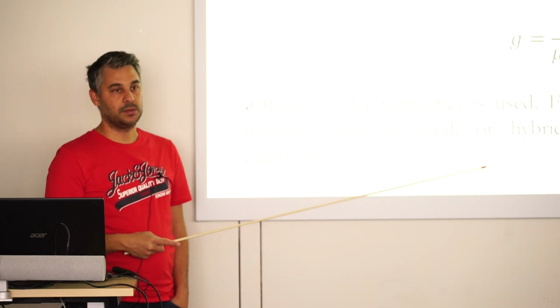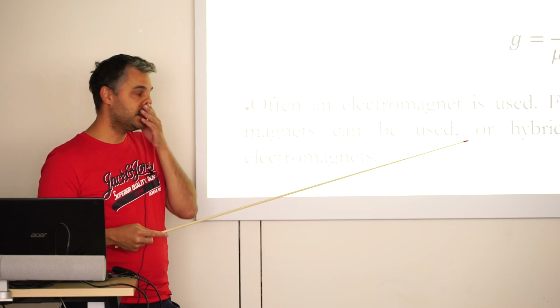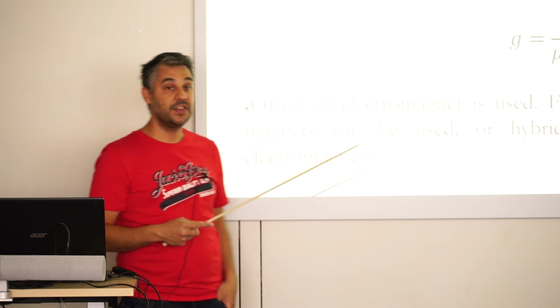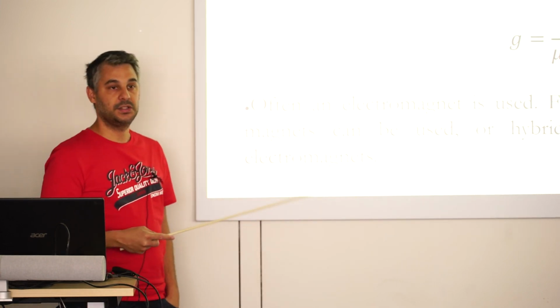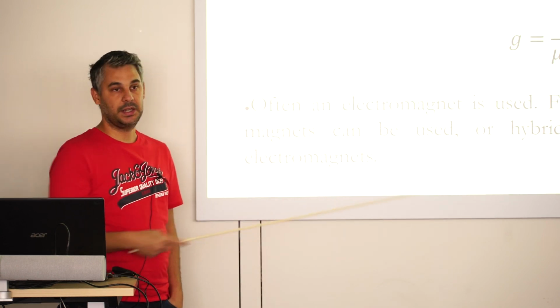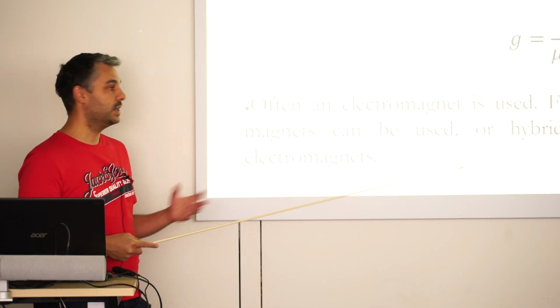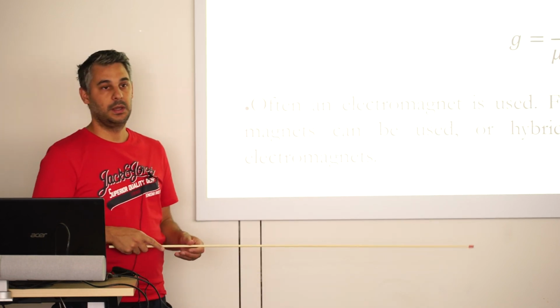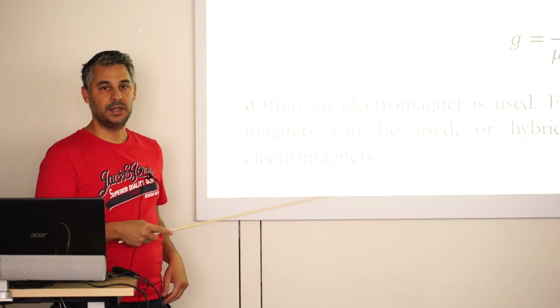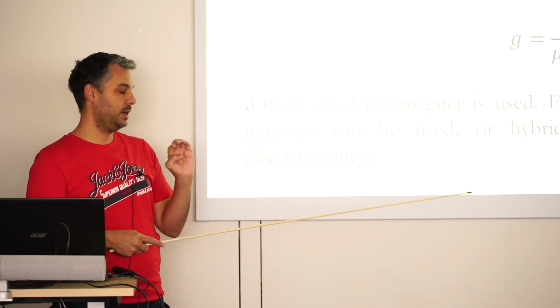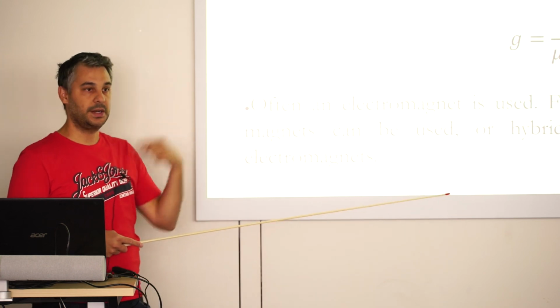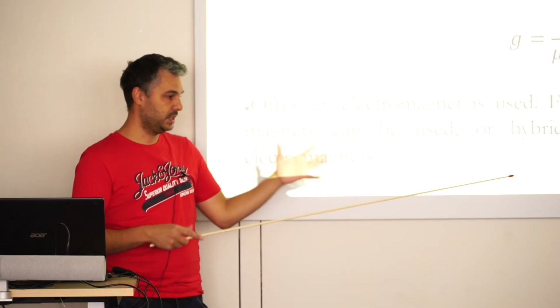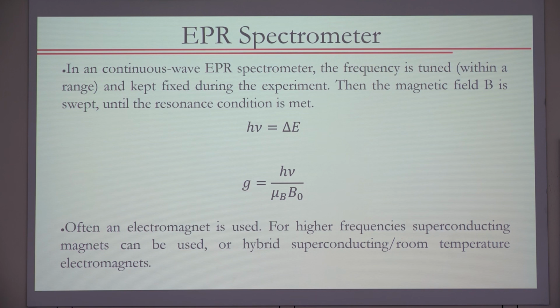Usually the normal ones that work on X band, which is a range of frequencies, work at a fixed frequency around 9 gigahertz, and they sweep the magnetic field. For more or less small fields, you can use a normal conducting magnet. For the Bruker one, it's a tube of copper that has water running inside it, so it's cooled by water. But the small magnetic one, I think, has no cooling. So it has a smaller magnetic field range, but it has no cooling.